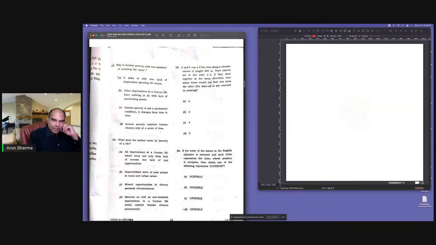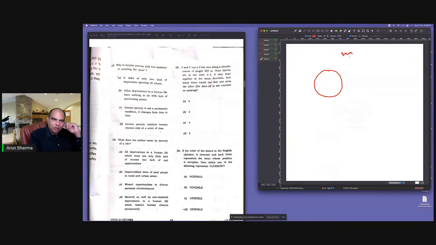So let's look at this. X and Y run a 3 km race around a circular course of 300 meters. So that means, is pe reaction ye hai ki they are running 10 rounds.